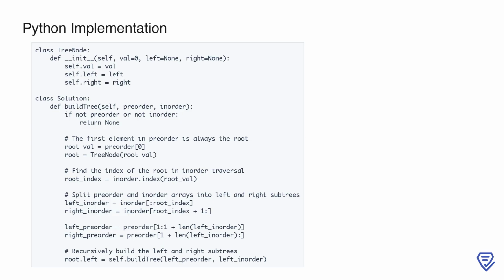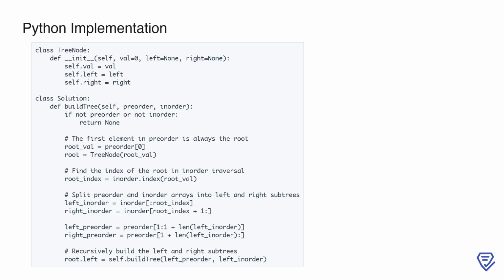The key insight here is that the first element of the preorder list always represents the root node of the tree. Using this, we extract the root value and create a new tree node instance with this value. Then, we locate the index of this root value within the inorder list. This index allows us to divide the inorder list into two parts. The left subtree corresponds to the elements before the root index, and the right subtree corresponds to the elements after it. Similarly, we split the preorder list into left and right subtrees based on the size of the left subtree derived from the inorder list.